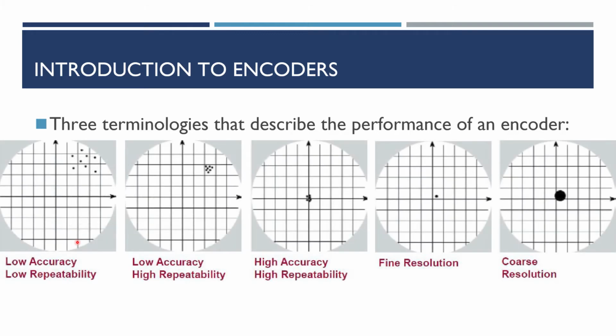Here we have several examples to illustrate. For the first figure, the points are far away from the center of the axis, and the distance between each point is also large, so it has low accuracy and low repeatability. For the second figure, the points are far away from the center, but the points are really close, so it has low accuracy but high repeatability. For the third figure, the points are almost at the center and the points are also close, so it has high accuracy and high repeatability. For the last two figures, we have a small dot for the first figure and a large dot for the second. It is clear to see which one has a better resolution.